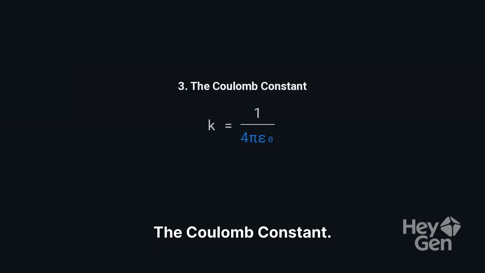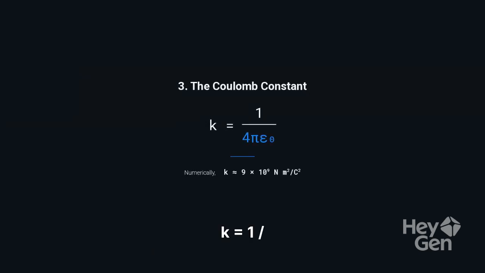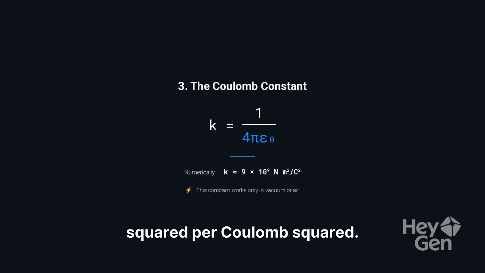3. The Coulomb constant. k = 1/(4πε₀). Numerically, k = 9 × 10⁹ newton meter squared per coulomb squared. This constant works only in vacuum or air.